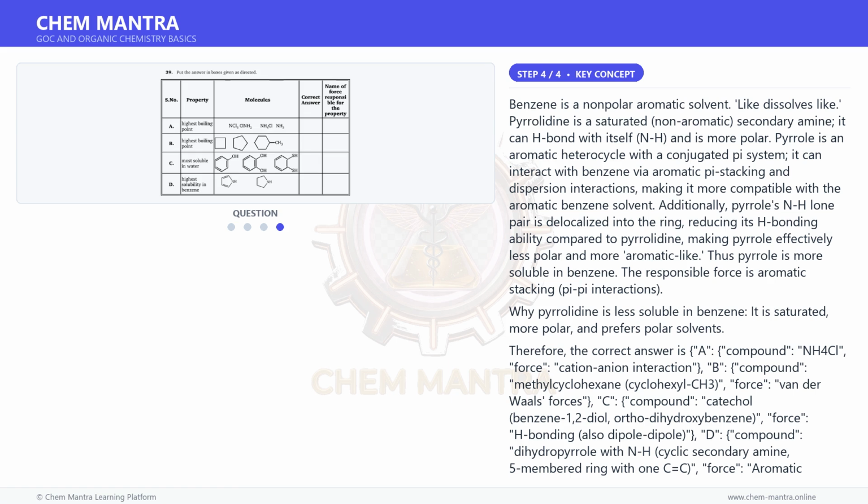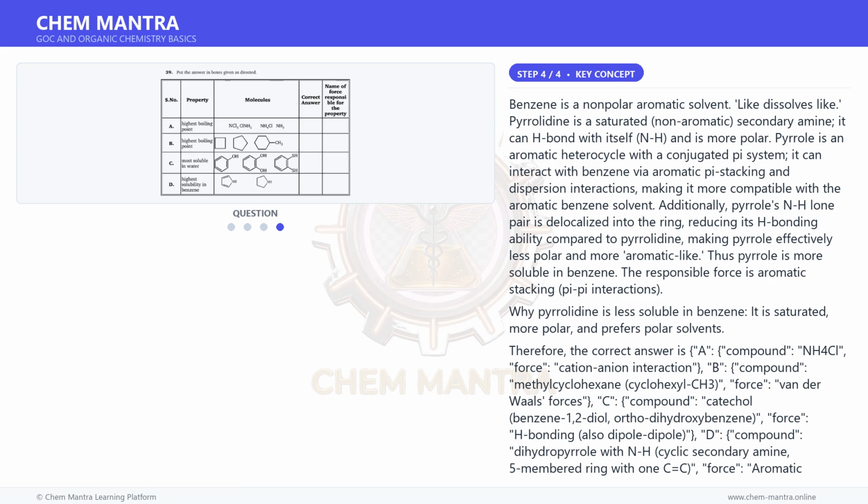It can interact with benzene via aromatic pi stacking and dispersion interactions, making it more compatible with the aromatic benzene solvent. Additionally, pyrrole's NH lone pair is delocalized into the ring, reducing its H bonding ability compared to pyrrolidine, making pyrrole effectively less polar and more aromatic-like. Thus, pyrrole is more soluble in benzene. The responsible force is aromatic stacking, pi-pi interactions.